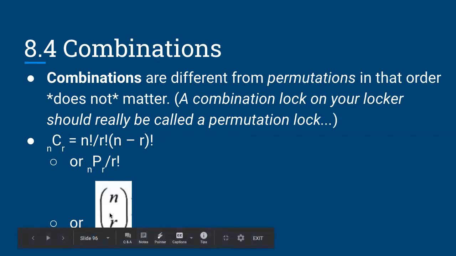So you've got to remember that this is for combinations, nCr. It's n factorial over r factorial times n minus r factorial. This is for combinations. Does that make sense? Anybody still writing notes for this page?